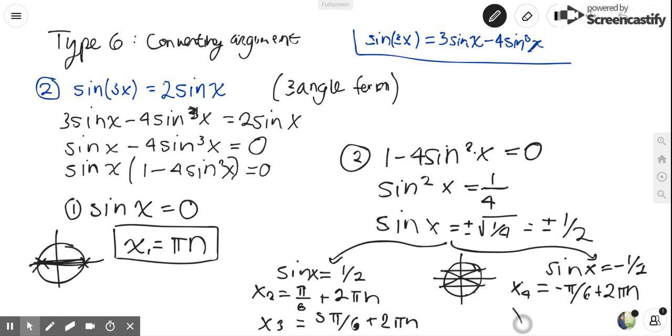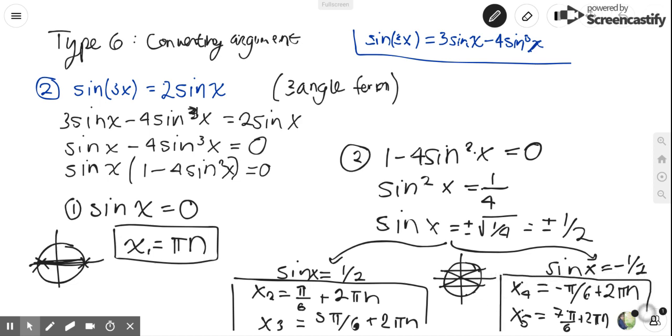And finally, x5 is going to be the angle right here. This angle, we can find it by doing pi plus pi over 6, giving us 7 pi over 6 plus 2 pi n. I don't know if I can write it plus 2 pi n. Yep, looks fine. All right, there we go. So we've got this, and this is a pretty big problem. We've got how many answers? 5 of them. Yep, there we go.